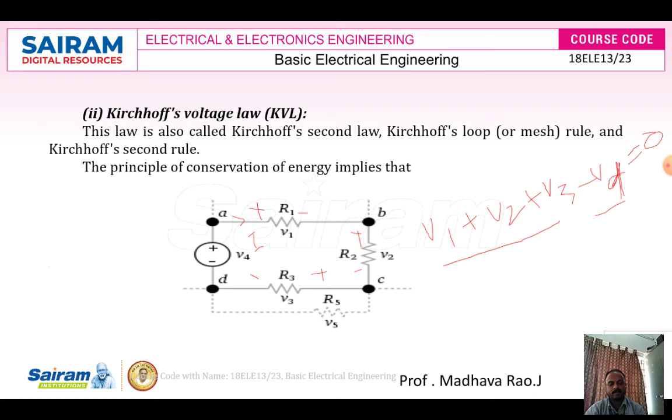According to this statement, algebraic sum of voltage drops and algebraic sum of the voltages in any closed circuit is equal to 0 at any instant of time. The voltage drops here are across the resistors R1, R2, R3, which are V1, V2, V3. V1 plus V2 plus V3 minus the voltage, minus VD or minus V4, is equal to 0. So this is about KCL and KVL statements.